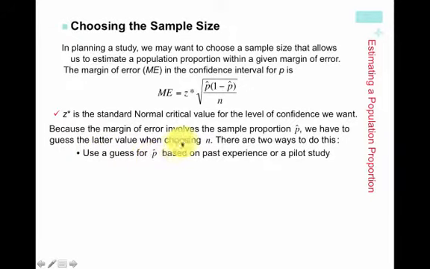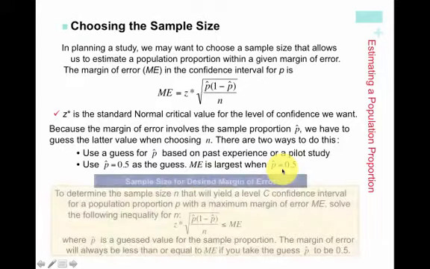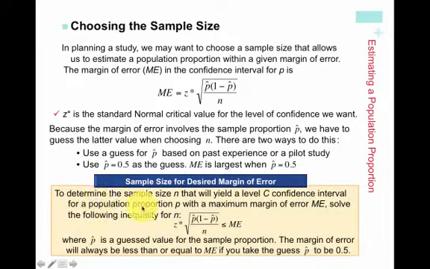There are two ways to guess p hat, because we don't know p hat, not until we do the study. So we can guess p hat based on past experience or a pilot study, or we could use p hat equals 0.5, because the largest that the margin of error will ever be is if the p hat is 0.5. So to determine our sample size that will yield a confidence level of C for a population proportion with a maximum margin of error, we solve this inequality.